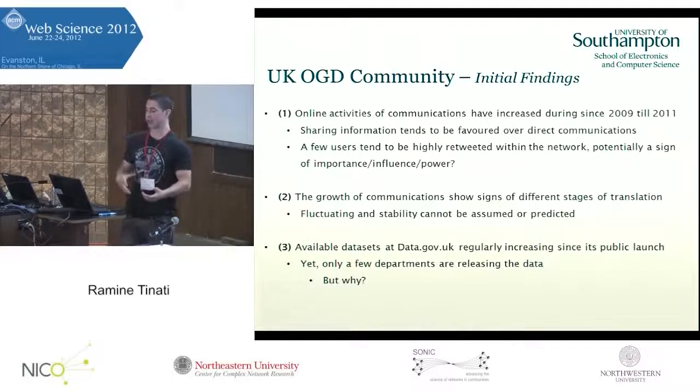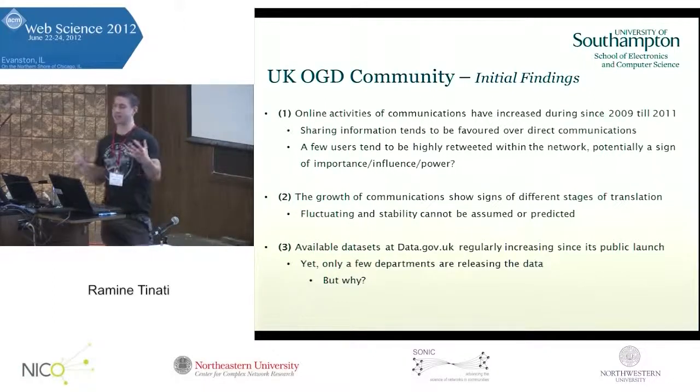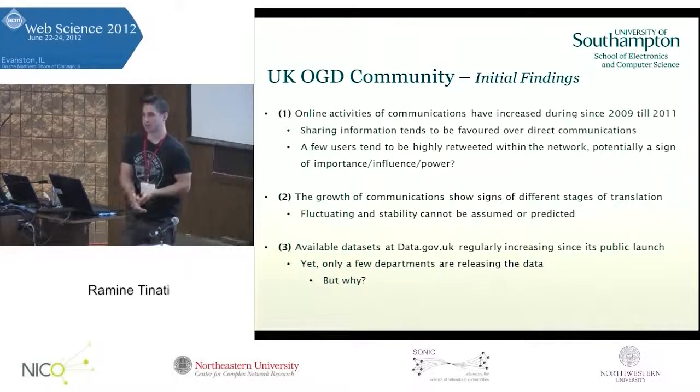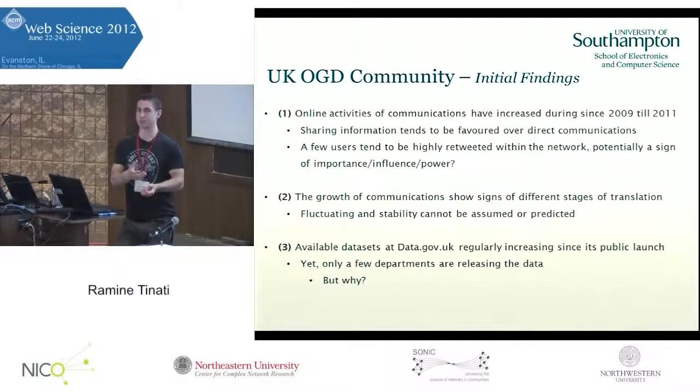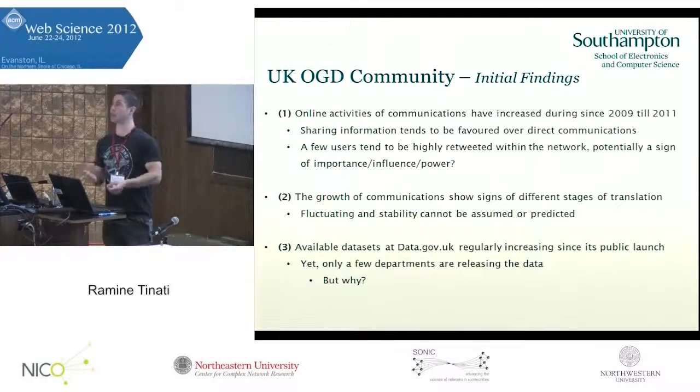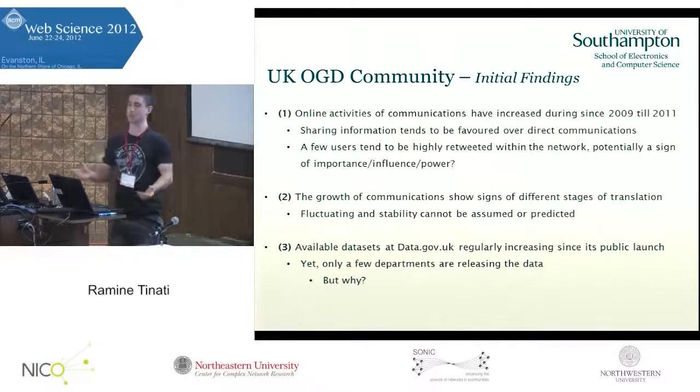So just a quick recap. We see that there are these different structures. We see people are highly retweeted. We see these underlying different structures or metrics within it, but we don't really understand what these allude to and what their underlying processes are. And we can see that the data in those repositories are being released steadily, but again, we don't know the underlying reasons. So you can probably see where this is going.